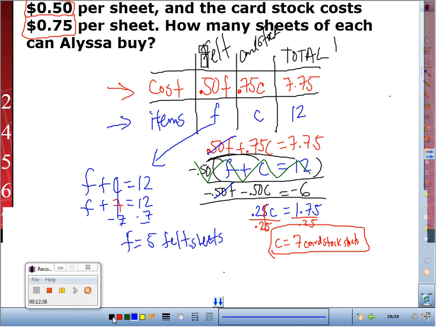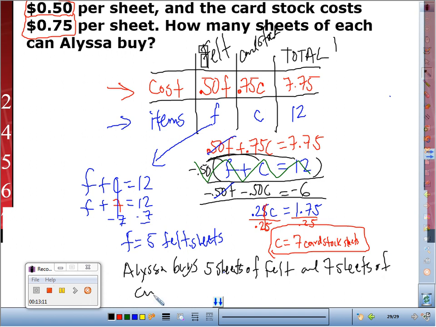So let's answer the question with a statement. It says, how many sheets of each can Alyssa buy? Alyssa buys, which was the first variable of the first column? F, so I'm going to start with felt. Buys 5 sheets of felt and 7 sheets of cardstock for $7.75. Thank you.